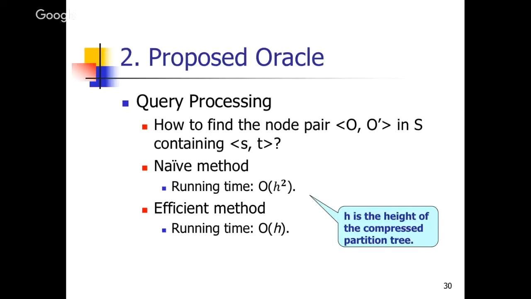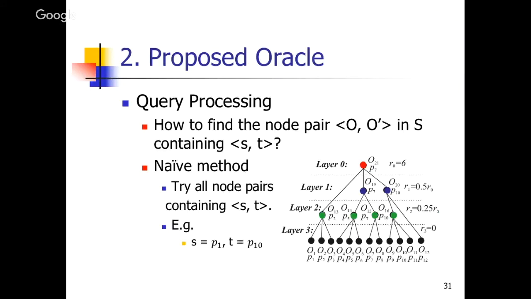And the only issue left is how to find the node pair O, O prime in S containing ST. A naive method takes O(H squared) time, where H is the height of the compressed partition tree. We also propose an efficient method which takes only O(H) time. So let me present the naive method first.